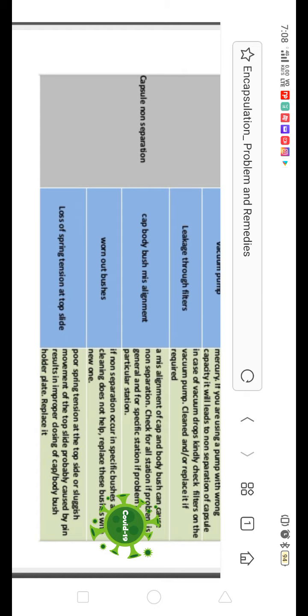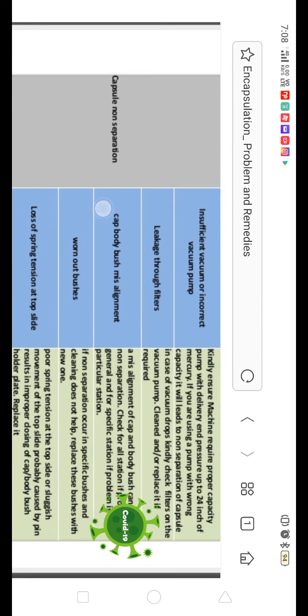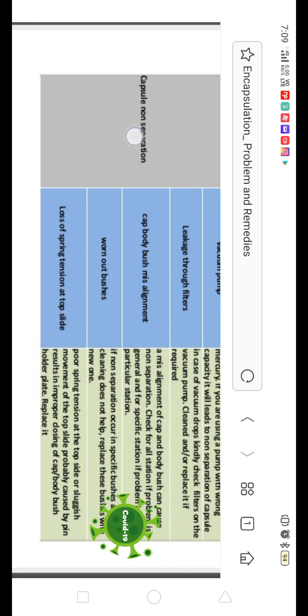And worn out brushes means if non-separation occurs in the specified brushes, then cleanup does not help. Replace these brushes with new ones, right? Because of wear and tear, they were torn away, so we have to replace them. Loss of spring tension at the top slides.